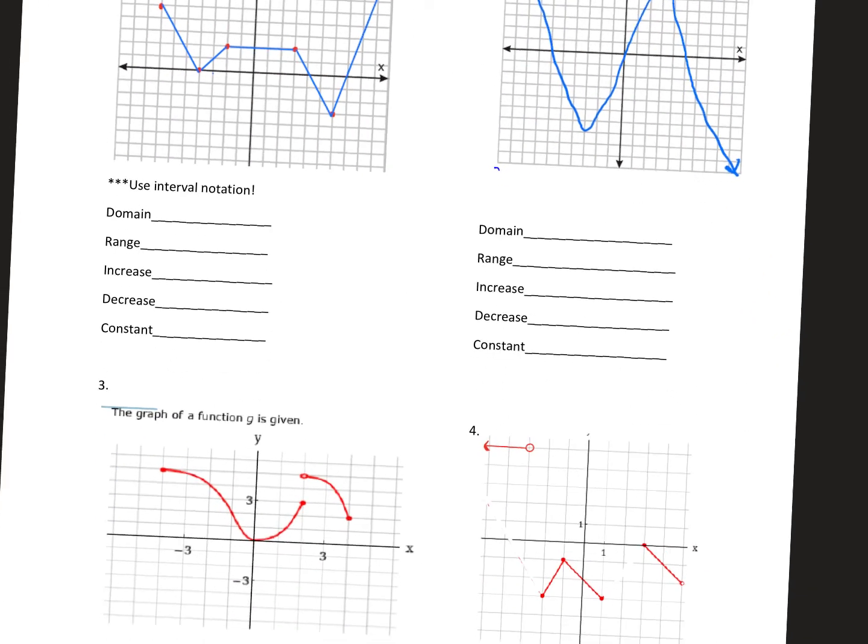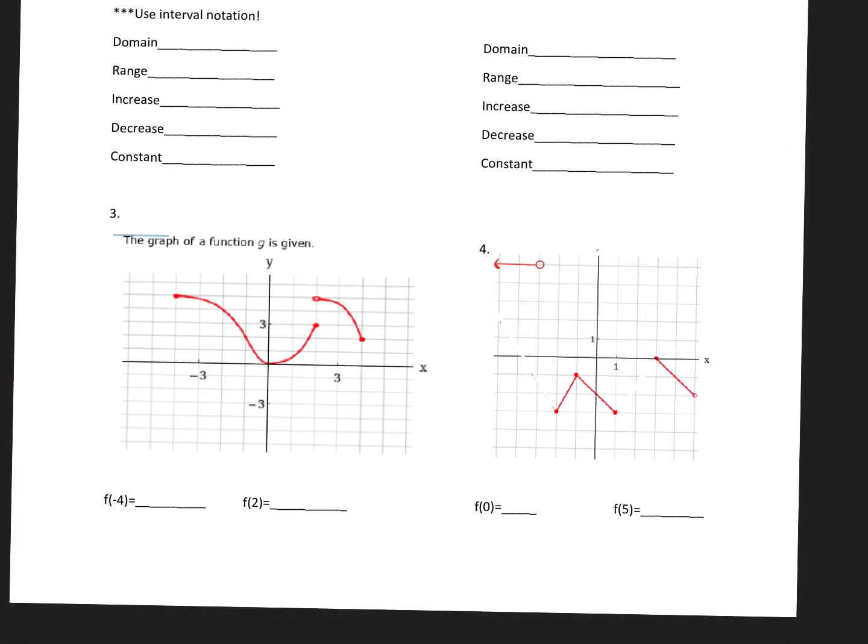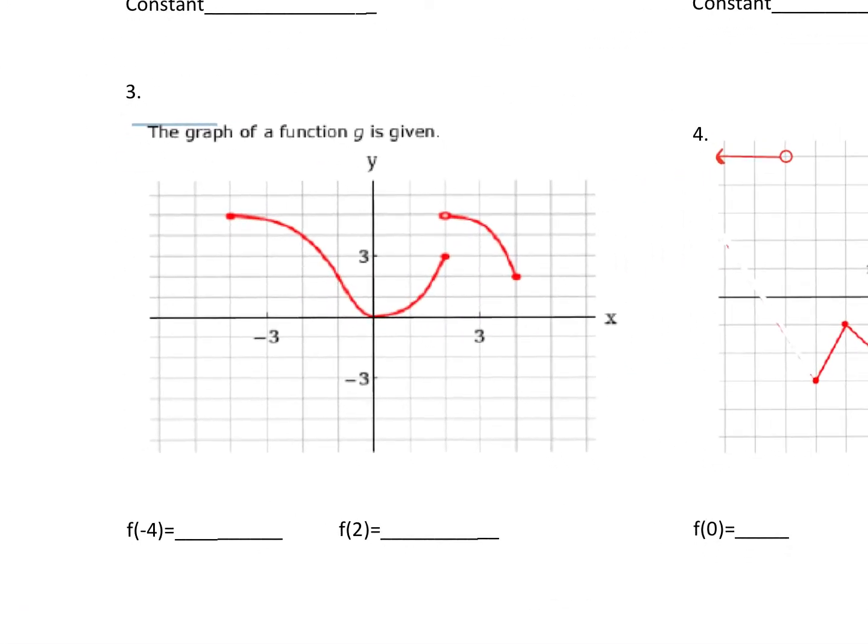I want to do 3 and 4 with you guys. Everything is posted on Canvas. Everything's all pretty and worked out, but I want to do 3 and 4 with you guys. First of all, when you have a question that says f of -4 or f of 2, what does that mean? What is that telling you to do?